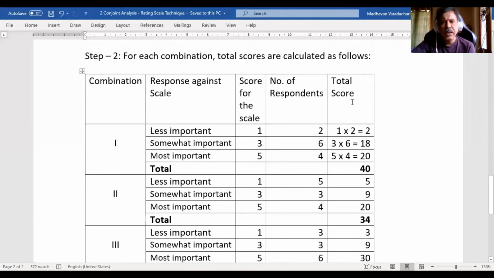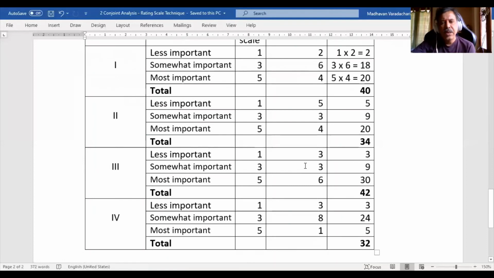Now we can calculate the total score by multiplying the score for the scale by the number of respondents. So 1 into 2, we get 2. 3 into 6, it is 18. 5 into 4, it is 20. 1 into 5, it is 5. 3 into 3, it is 9. 5 into 4, it is 20. 1 into 3, 3. 3 threes are 9. 5 sixes are 30. 1 three is 3. 3 eights are 24. 5 into 1, 5.